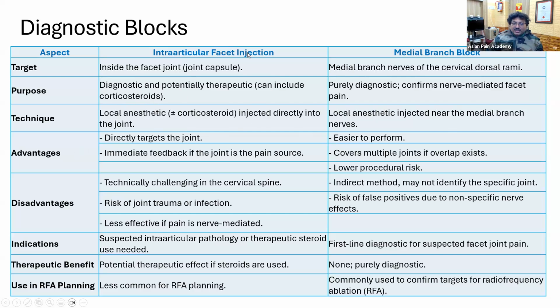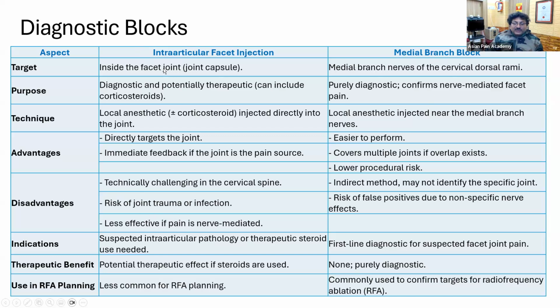Advantage of the intra-articular facet injection: first of all, it directly targets the joint and gives immediate feedback from the patient about the pain source. Here, for the medial branch block, the advantage is that it is comparatively easier to perform and covers multiple joints if overlap exists. And also, there is lower procedural risk in case of medial branch block.